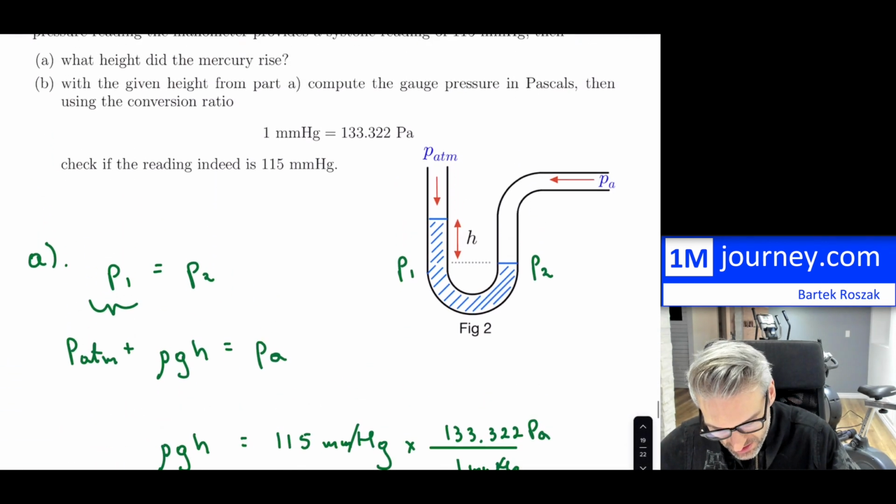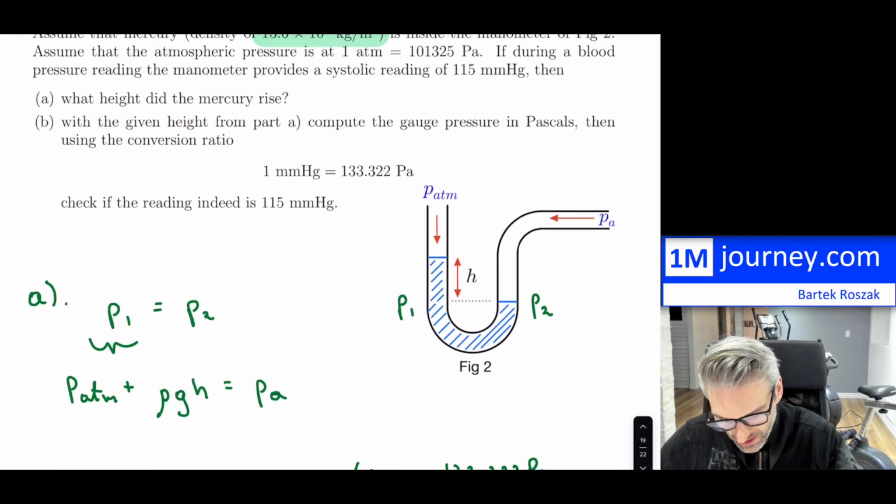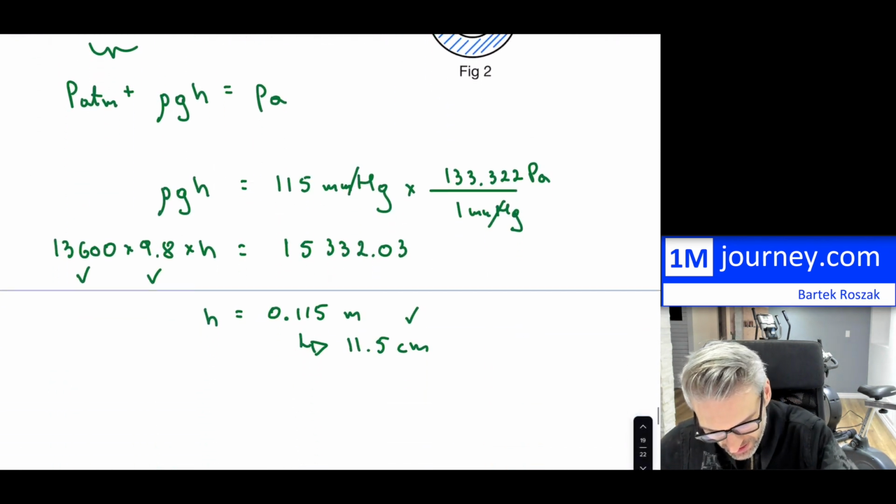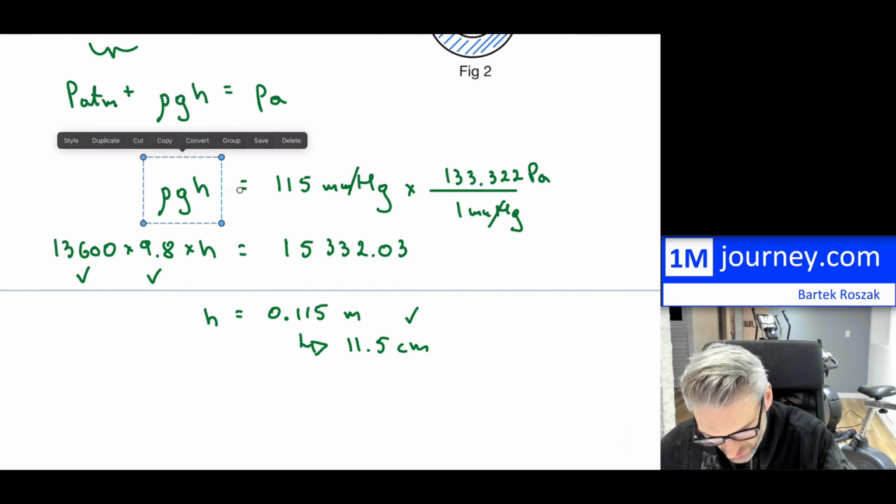Now, that would have been in this manometer. In part B, it says, with the given height from part A, compute the gauge pressure in pascals. Then, using the conversion, check if the reading indeed is 115 millimeters of mercury. The gauge pressure, as I said, is nothing else but simply this.